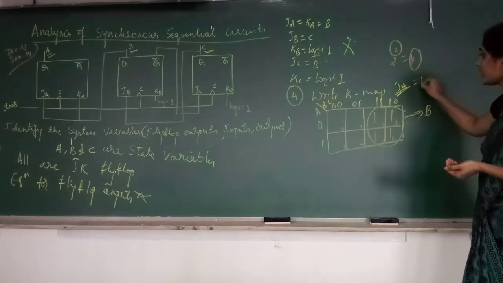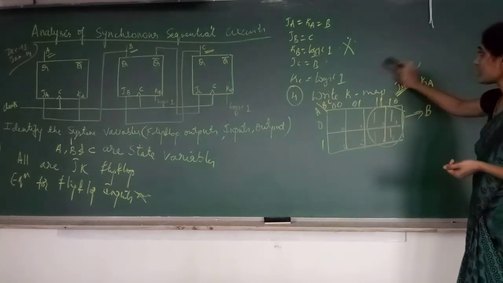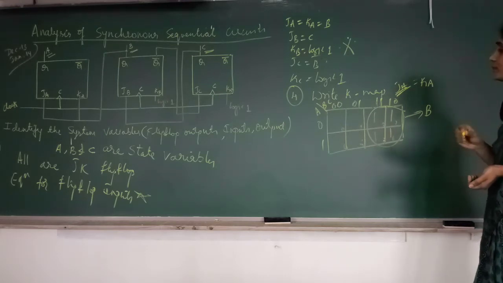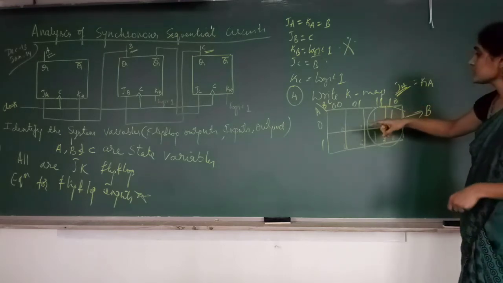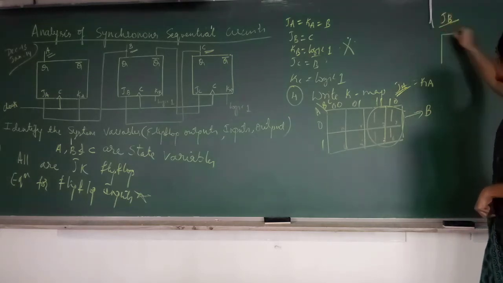Similarly, K map for KA is again the same, because JA, KA, I should get it as B. So this is the equation for JA. Similarly, JB you have to get C. Okay? So for JB, I write the K map here.